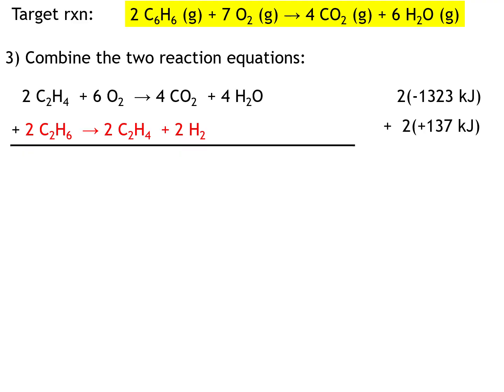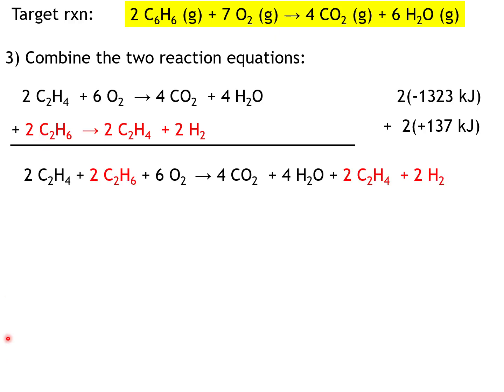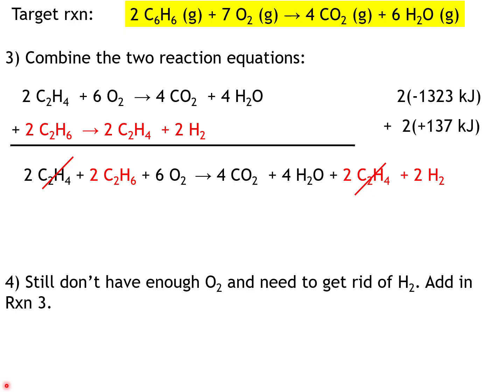Going on to the next page. So we have our first reaction and we have our second reaction that we flipped and multiplied by 2. I'm going to add those 2 together. So now we can start canceling out like terms. Just pretend or imagine that the arrow is like an equal sign. And just like with algebra, if you have the same term on opposite sides, you can just cancel them out. So the C2H4 on the reactant side is going to cancel out the C2H4 on the product side.